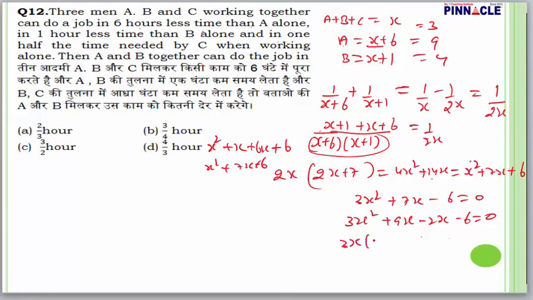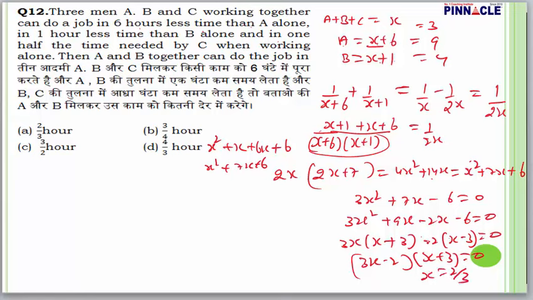Take 3x as common, then we will have x plus 3 times 3x minus 2. So x minus 2 and x plus 3 are the factors. It cannot be negative. So 3x is equal to 2, x would be equal to 2 by 3. X is equal to 2 by 3. Now this is 2 by 3.